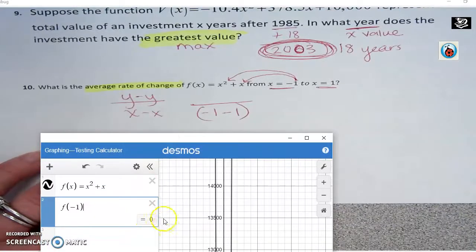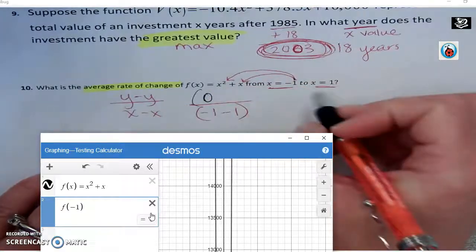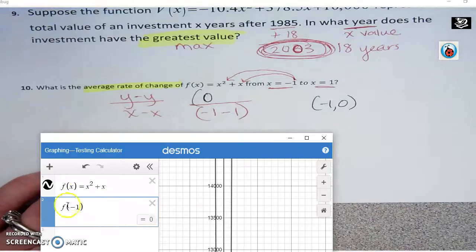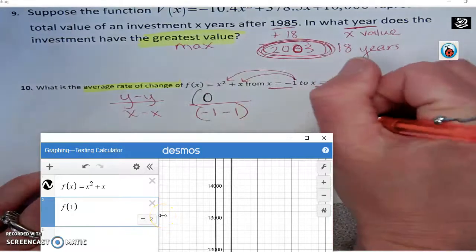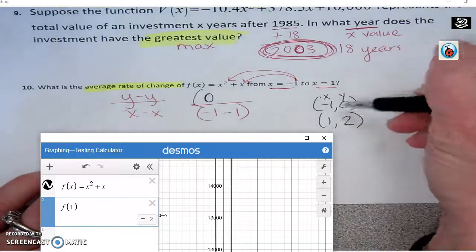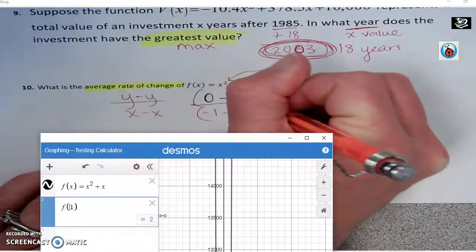So you can see that Desmos gives you 0 for that one. So the y value is 0. So when you plug in -1, you get 0. Now let's plug in +1. And you get 2. When you plug in +1, so this is your x and this is your y. X is your input, y is your output. So you get 2. Remember, it's y minus y, so I have to subtract 2.